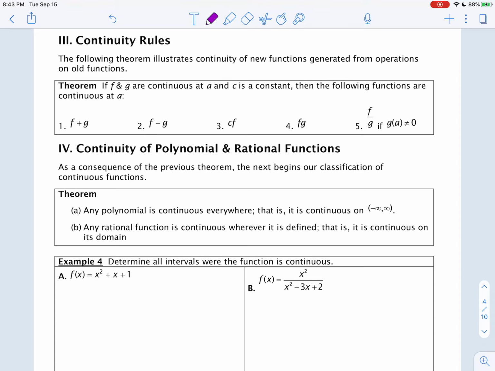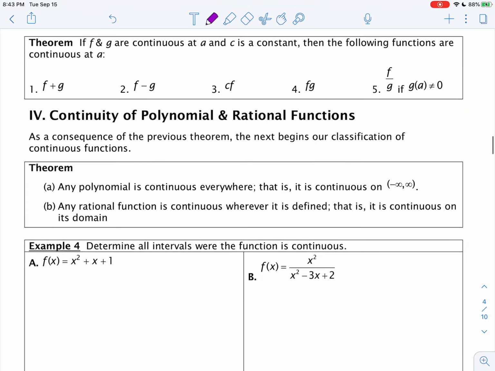Any polynomial is going to be continuous everywhere. It's going to be continuous at all real numbers. It never gives you a 0 in the denominator. It doesn't have any radicals, and so it's going to be continuous everywhere. Every rational function, that's a polynomial over a polynomial, is going to be continuous everywhere it is defined. And how is that defined? That means everywhere except at values that make the denominator equal to 0.